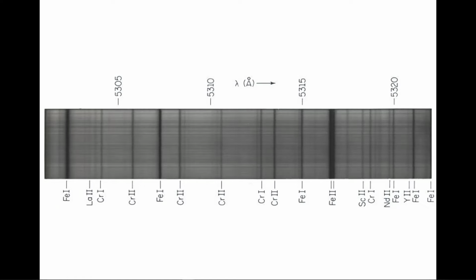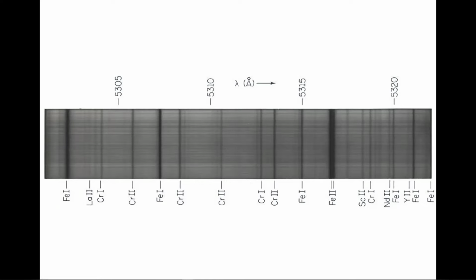Actually, it goes a little farther to the left than 530.5, so probably close to 530. But this is only about a 2 nanometer range. This is an absorption spectrum from our sun. And you can see how crowded just that tiny 2 nanometer part is with absorption lines.